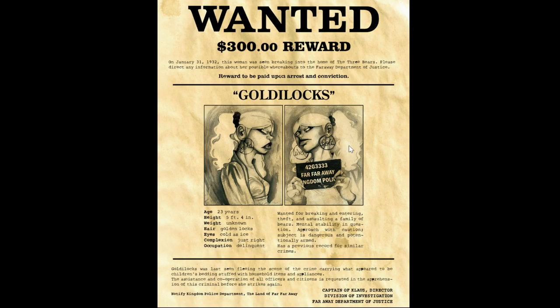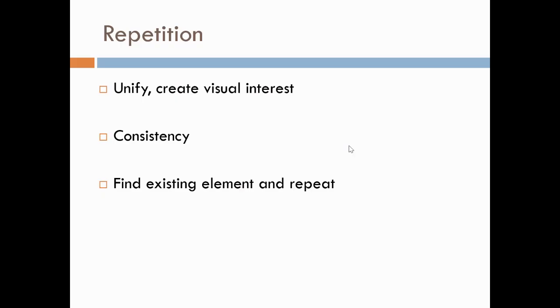And ultimately, Goldilocks was just a thief, breaking and entering and being horrible. All right, so repetition. The key purpose of repetition is to help unify and create some level of visual interest. You'll find that's the case with a lot of these principles. It's about creating consistency, and the whole concept is find something, an element, whether it's literal or it's conceptual, and repeat it over and over again within your design until you find your Goldilocks moment.